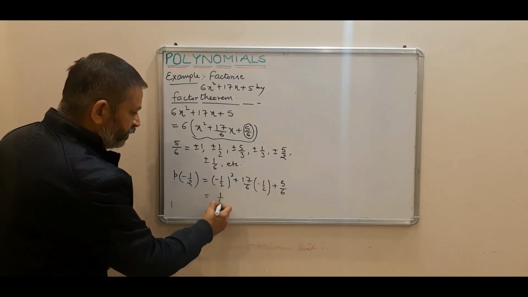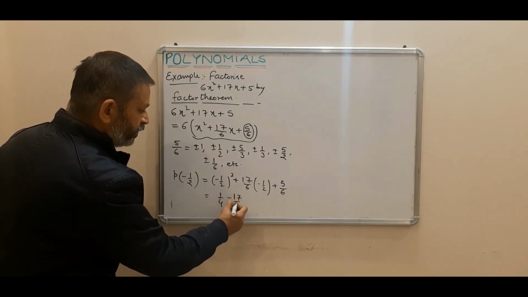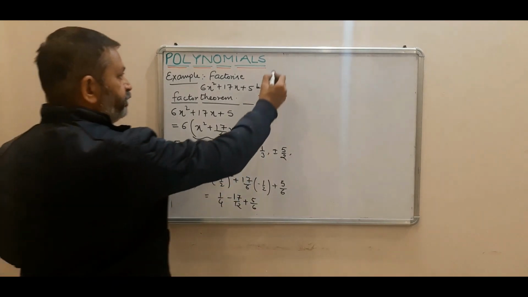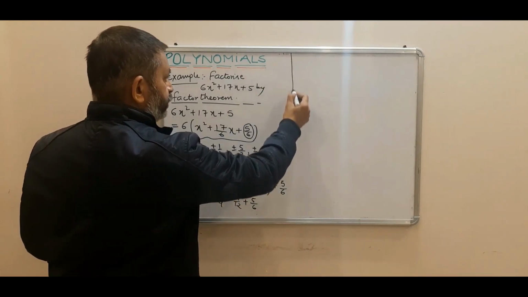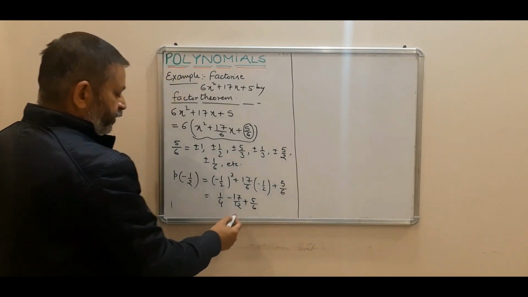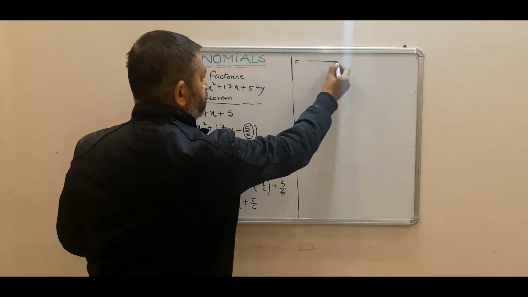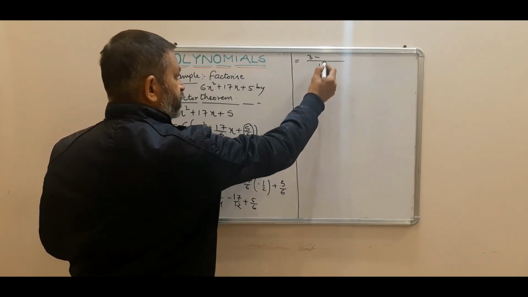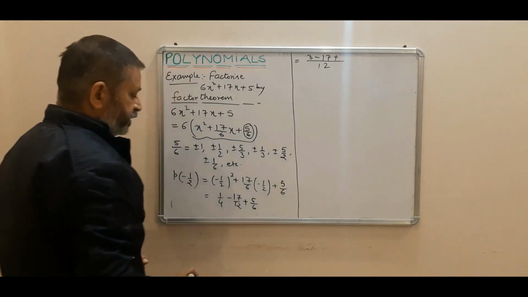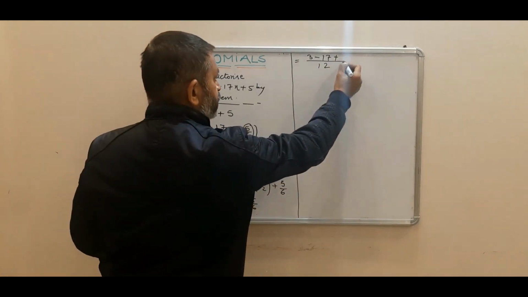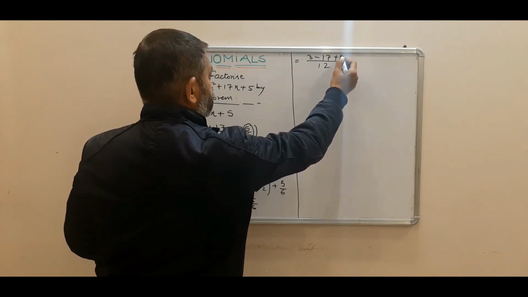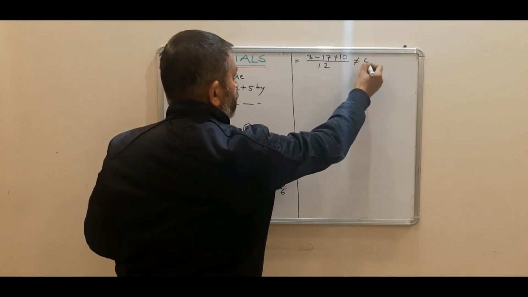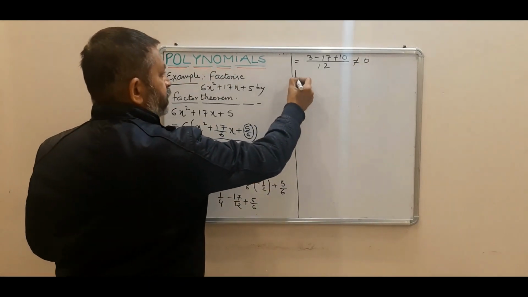Minus half square is 1 by 4 minus 17 upon 12 plus 5 upon 6. What is your LCM? LCM of 4, 6 and 12 is 12 only. It is 3 minus 17 plus 10. It's not coming equal to 0. Check for another one.